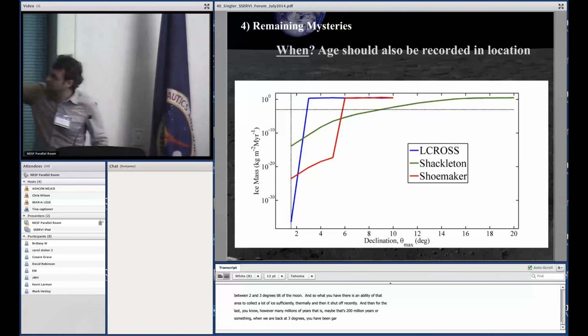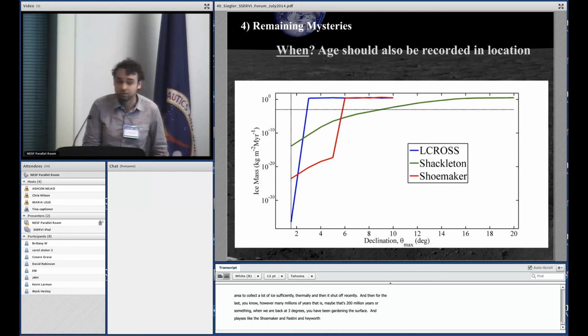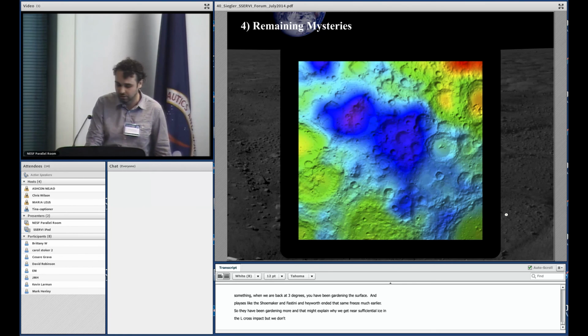And places like Shoemaker and Faustini and Haworth went into that same freeze much earlier, and so they've been gardened more. And so that might explain why we get near superficial ice in some of these places like the LCROSS impact, but we don't seem to see it as shallow in these other large craters. So that was just a way of emphasizing why Cabeus has this strong neutron depletion.